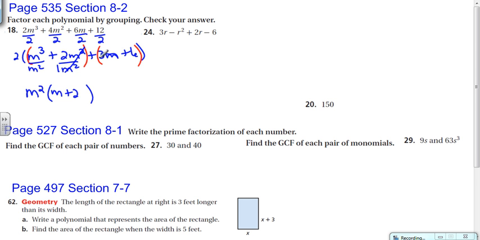Then I do the greatest common factor between 3m and 6, which is a 3, so I divide out a 3. So 3m divided by 3, the 3's cross out, leave me with an m. 6 divided by 3 is 2. Now that is not factored because I have a plus sign outside the parentheses.